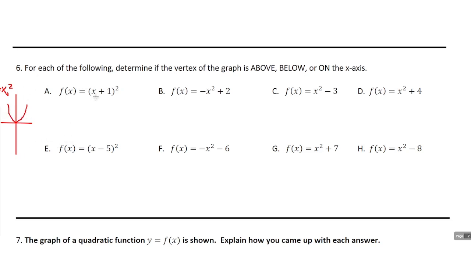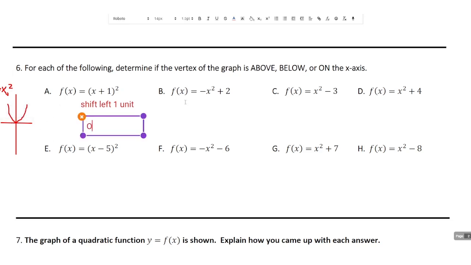Letter A says x plus 1 squared. Now what that does, and I'm actually going to make a note on each of these what the transformation does so that you can hopefully understand it a little bit better, is shift to the left 1 unit. Okay, so shift left 1 unit. Now, if I move this graph over to the left 1 unit, that's not going to move the vertex off of the x-axis. It's just going to move left over, so it's actually going to be on the x-axis.